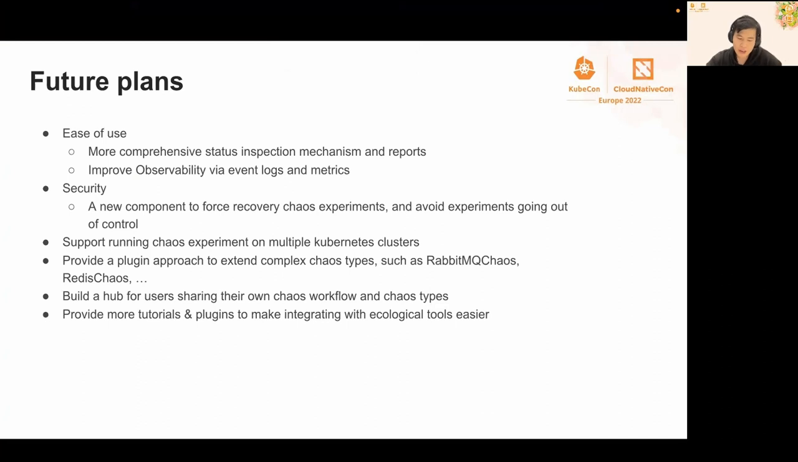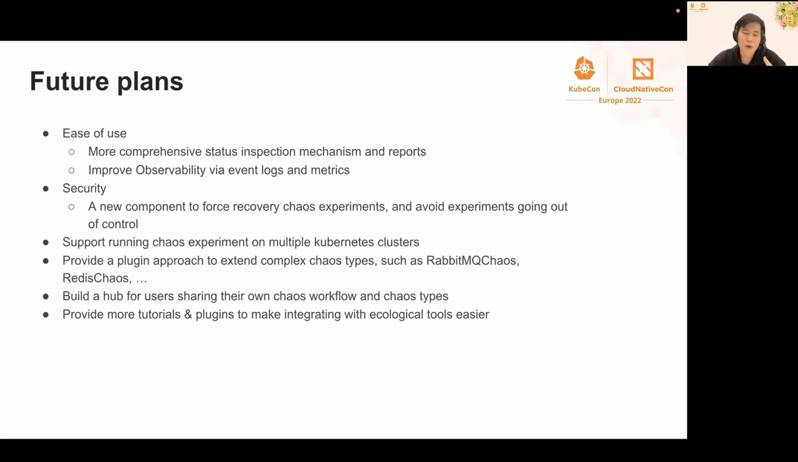In the future, we will continue to focus on ease of use and observability, such as we plan to provide more comprehensive data inspection mechanisms, and we will provide a more simple and more powerful report. And also we will improve the observability by event logs and metrics and so on. About security, we also plan to develop a new component to force recover chaos experiments, which is used to prevent the chaos experiments from going out of control.